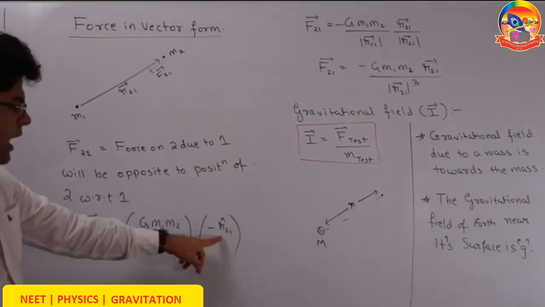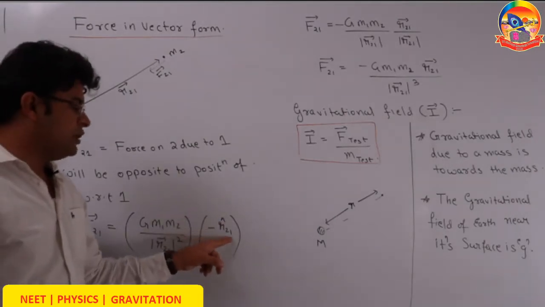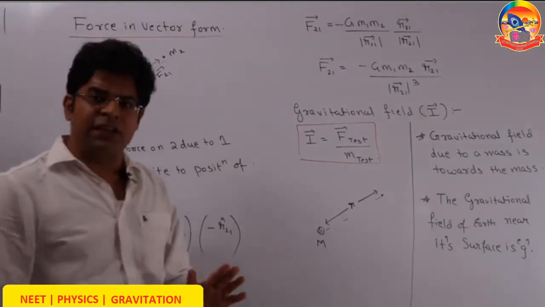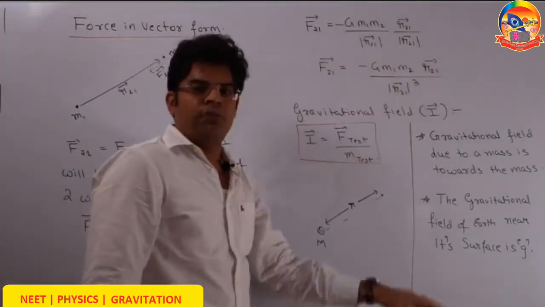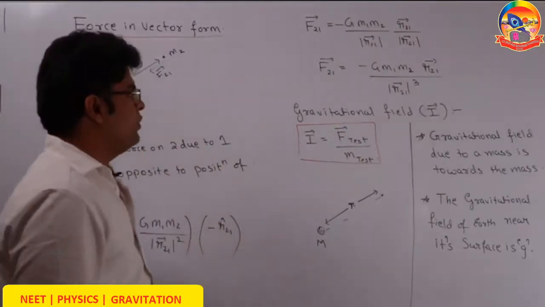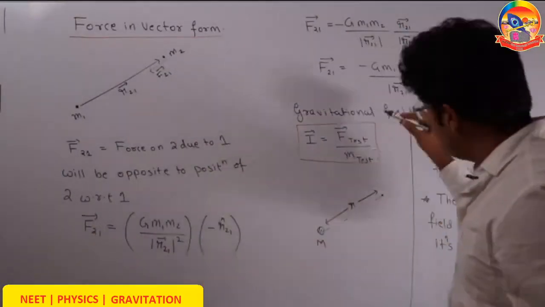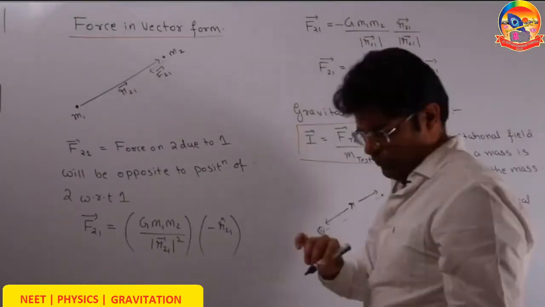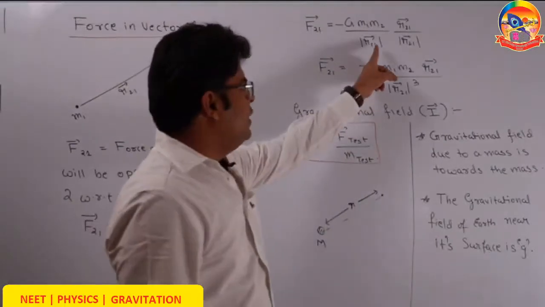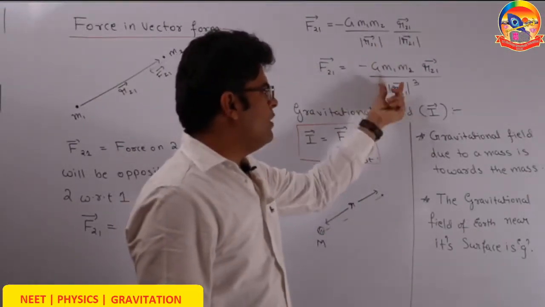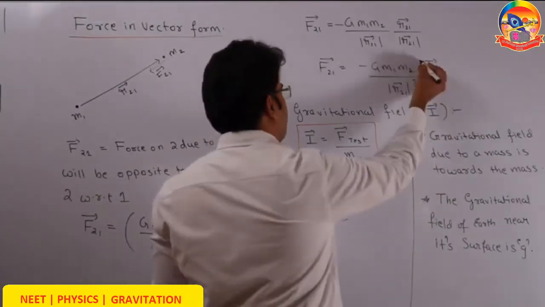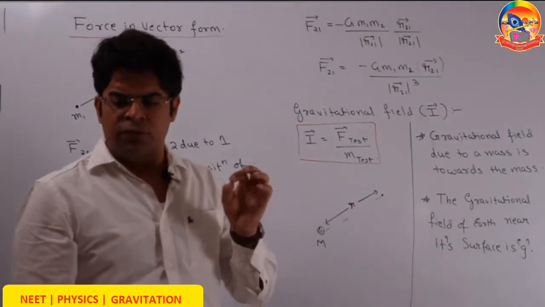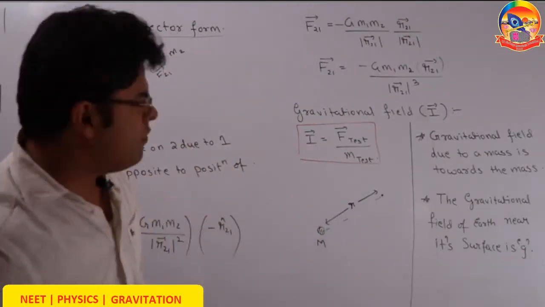Now see, r21 cap is a unit vector in direction of position vector of 2 with respect to 1. A unit vector is nothing but a vector divided by its own magnitude. So in place of r21 cap we can write r21 upon magnitude of r21. So here, taking out the minus, in denominator we have got position vector of 2 with respect to 1, magnitude whole cube, into position vector of 2 with respect to 1. Position vector of 2 with respect to 1 is nothing but position vector of 2 minus position vector of 1.